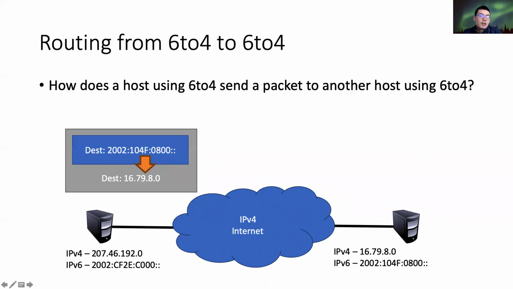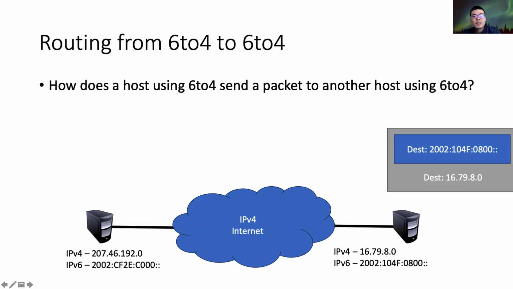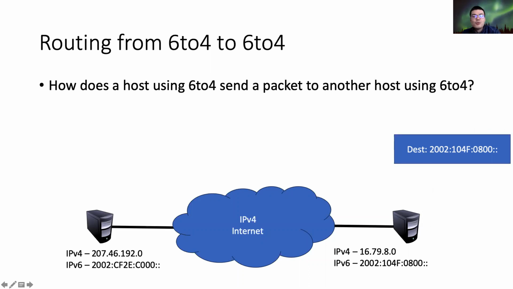So keep in mind, we have the yellow arrow here, or we say orange arrow. The orange arrow says that, hey, we know that mapping. So basically, I can translate the 104F to 16 and 79, and I can translate 0800 to 8.0. And then I can easily wrap this IPv4 header based on this destination. And then I pass this to the internet, because the IPv4 routers will understand this IPv4 address and know where to send it. It will finally arrive at the destination. But the destination only needs the IPv6 packet, so it can then remove the IPv4 header.